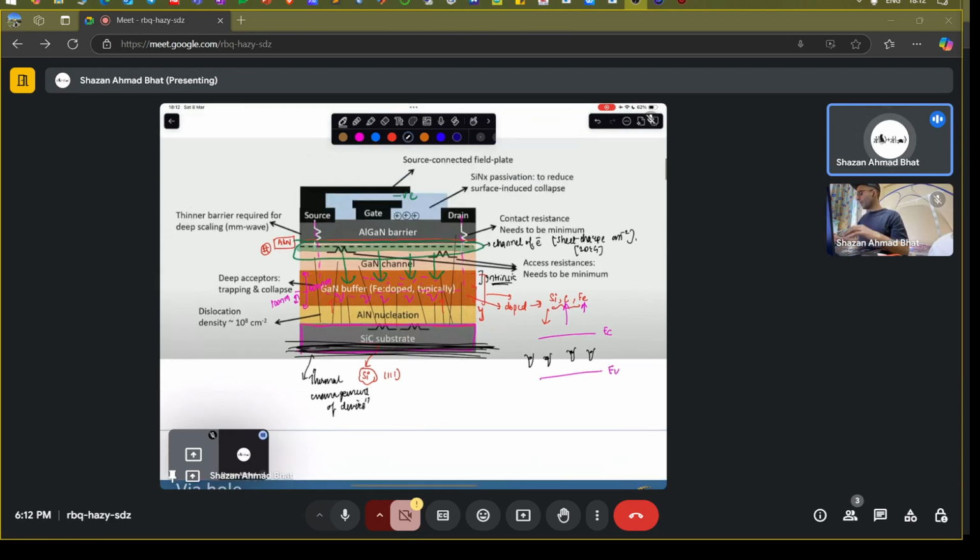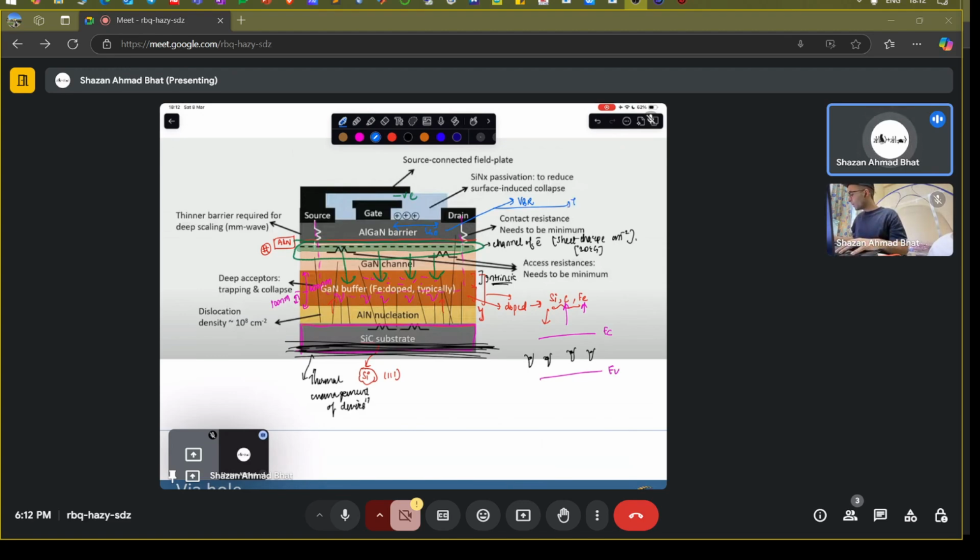So there are a lot of issues. Another thing that you might have seen in the previous lectures is that this particular length is going to matter, which is the gate to drain length. Why is it going to matter? Because it correlates directly with something called the breakdown voltage. The greater this length, the better the breakdown voltage, and that's what you want. You don't want the device to break down at lower voltage. You want it to break down at larger voltage.